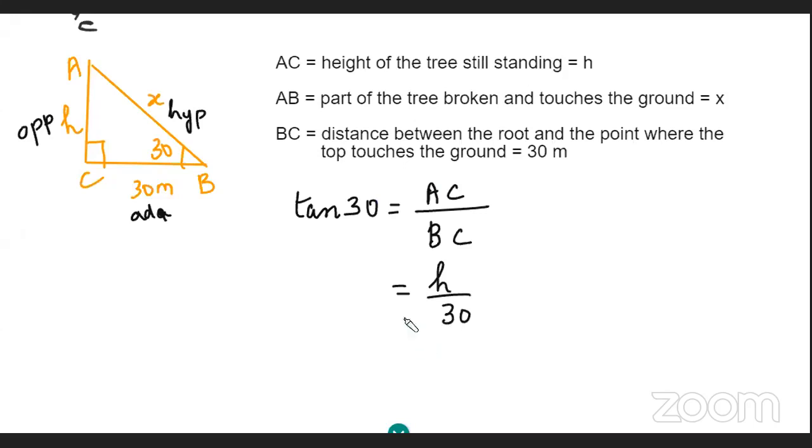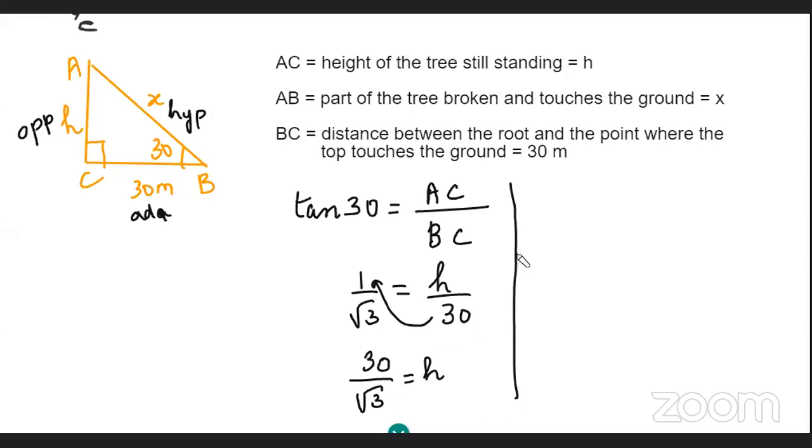One by root 3. Okay, 1 by root 3. Now we are going to take this 30 on the other side. So that will be 30 divided by root 3 equals H, right?